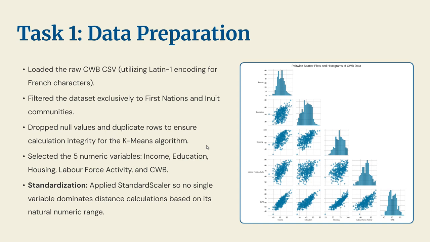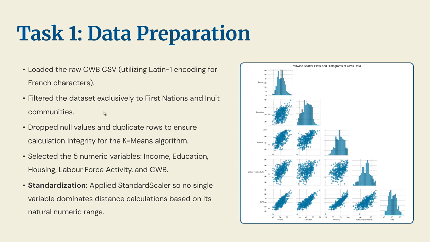So loading the data, since this is a Canadian data set, I had to use the Latin 1 encoding set because there were French community names and Métis community names, as well as others that use the accent aigu from French, as well as other characters. So that had to be considered.